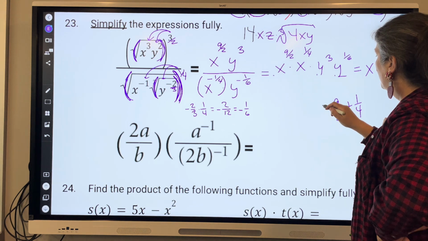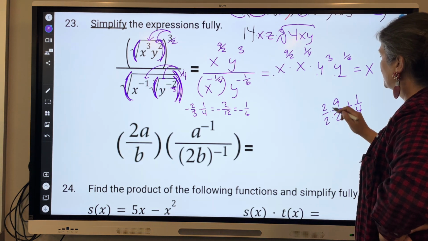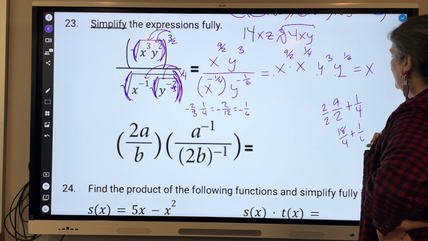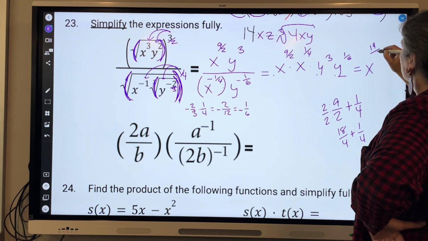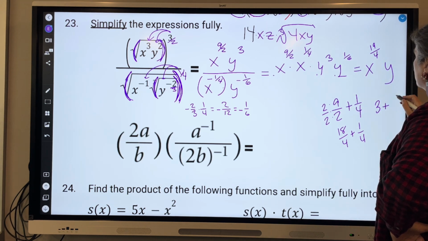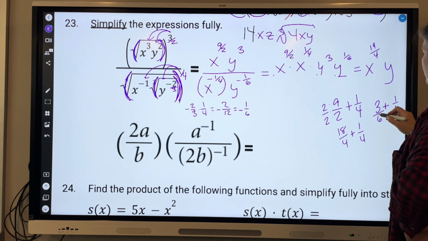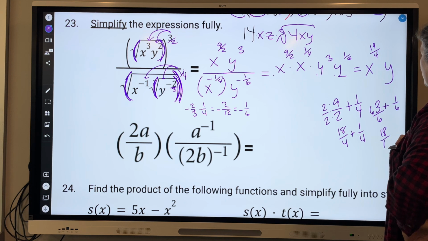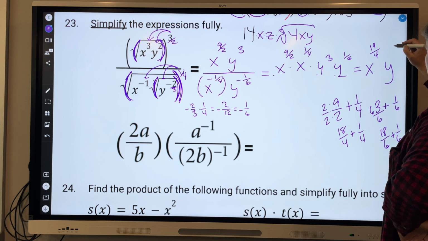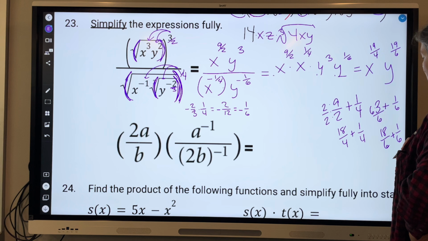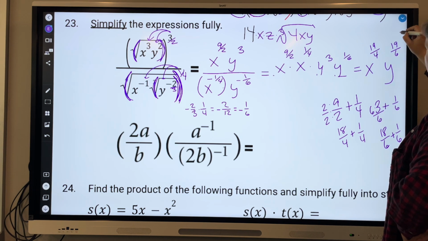Here we go. I need a factor of 2 in addition to make the denominator 4. So now I have 18/4 plus 1/4. That'll be 19/4. And then my y, I have 3 plus 1/6. To give this a factor of 6, I need to multiply by 6/6. And now this is 18/6 plus 1/6 is 19/6, which doesn't simplify. And that's the whole answer.